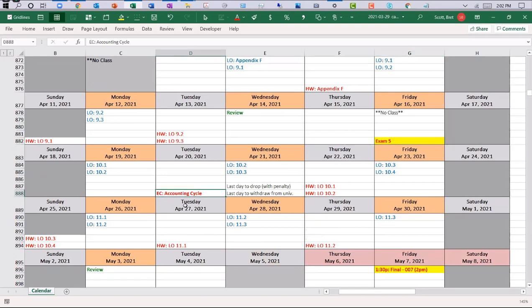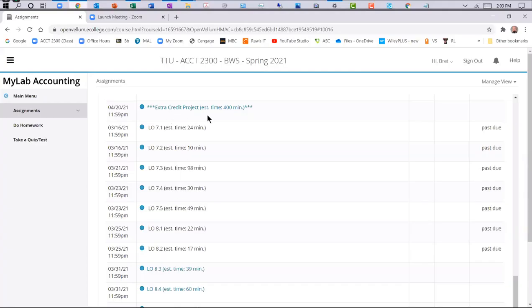The EC accounting cycle is due on April 20th, 420, haha. That is the extra credit project on my accounting lab. It takes a little time to get up to speed with it, but after a while it'll start to click with you pretty soon. My recommendation is start plugging away at that. That's 20 points of extra credit.